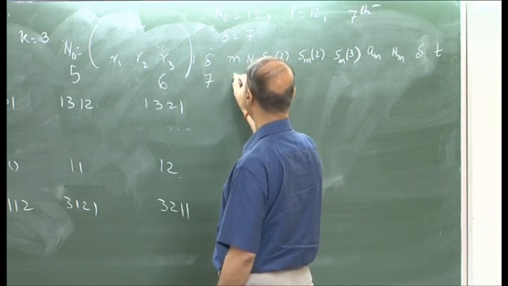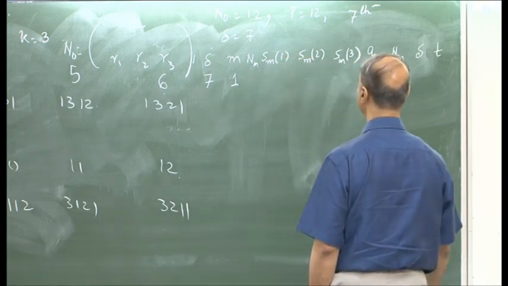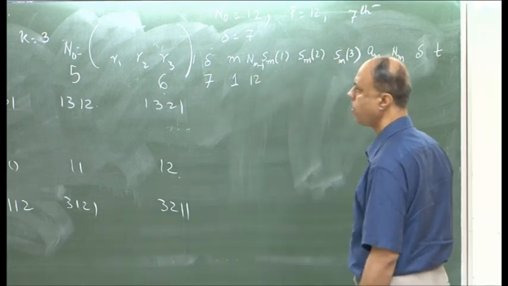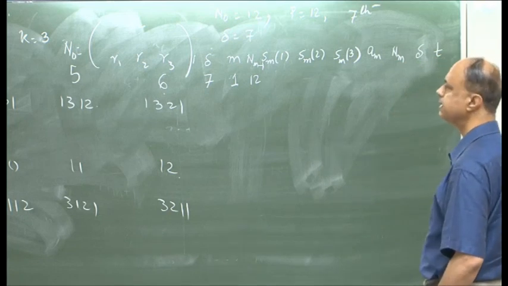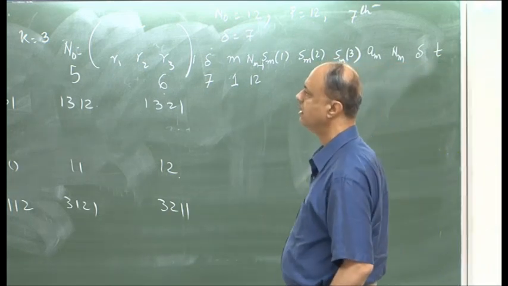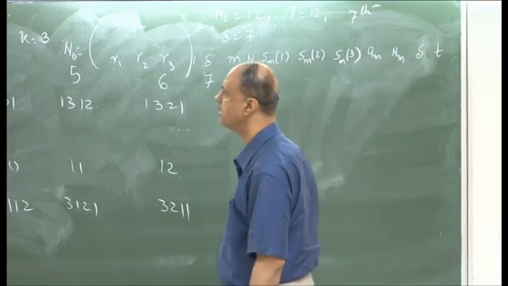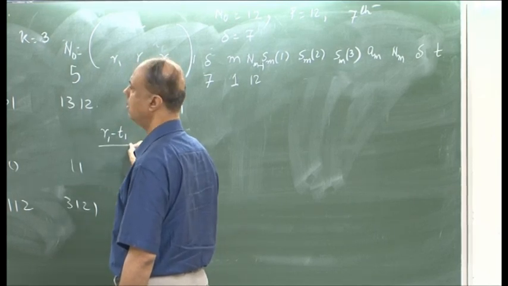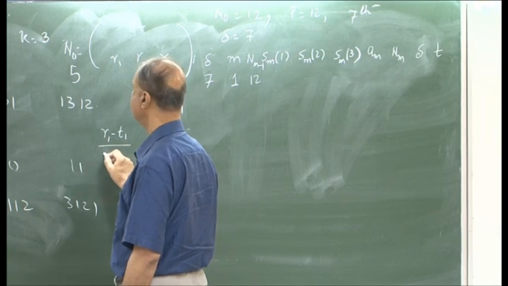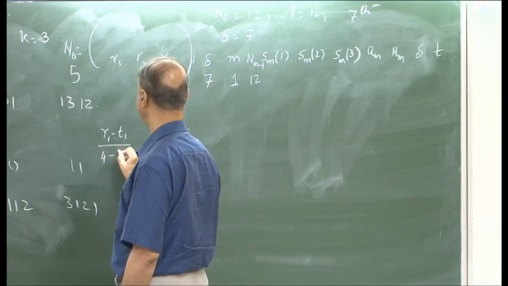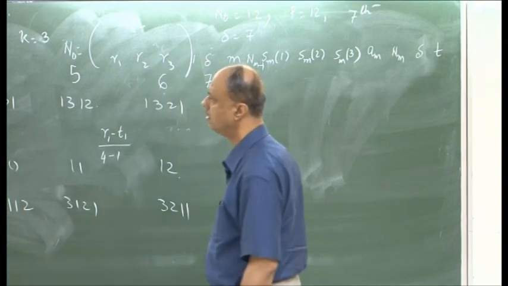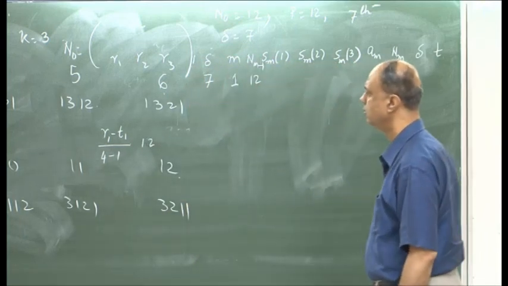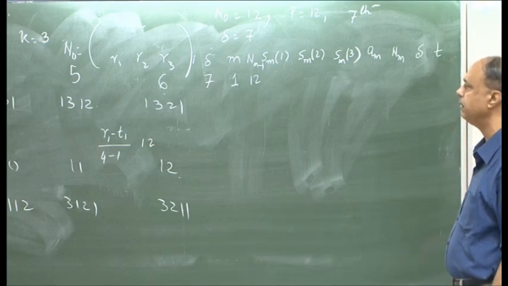Delta is 7, M is 1. Here I put NM minus 1, and this is 12. Right? What is SM value? SM1 is R1 minus T1. T1 initially is 0, and N is 4 minus M is 1, so 3, NM minus 1, NM minus 1 is 12.